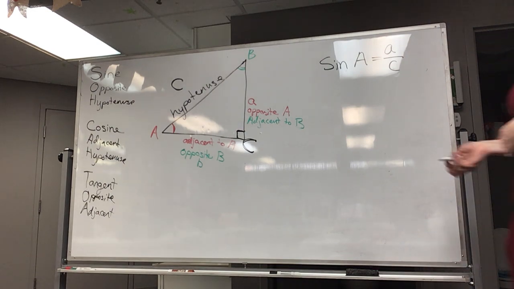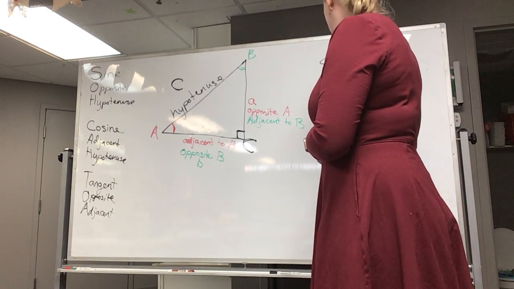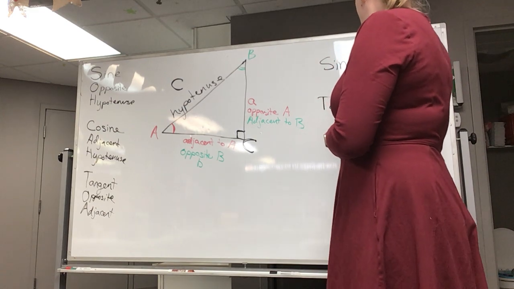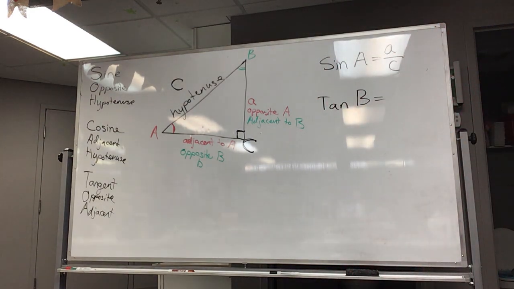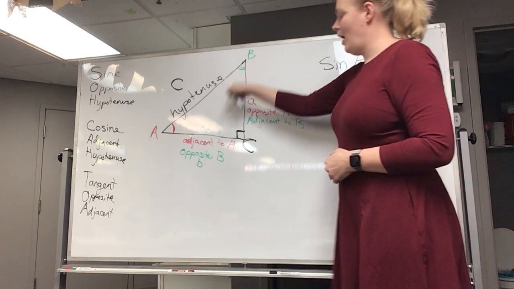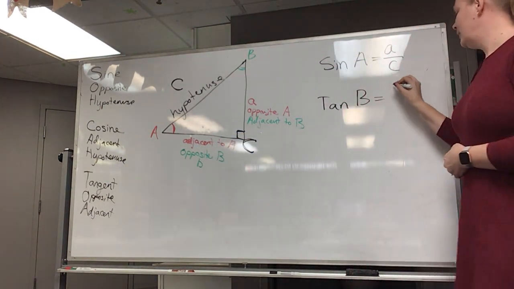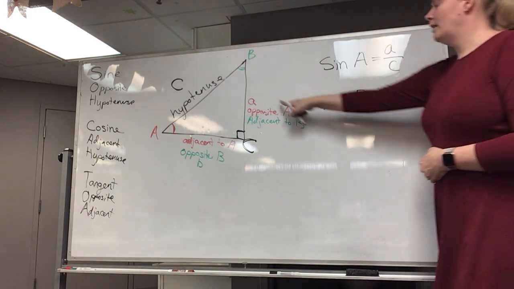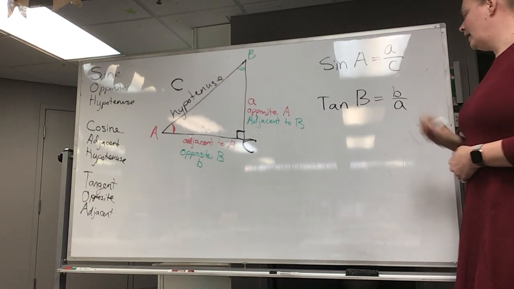What would be the tangent of B? Little b over little a. Yep. The opposite is our little b, and our adjacent is little a.